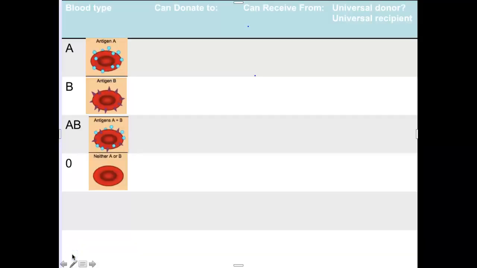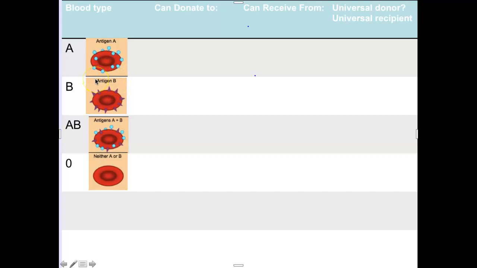All right, so this is going to be our table that we would fill in class together, but let's do it with this program. So we have our 4 different blood types here. We have type A blood. A blood means that you only show the A antigen on the surface of your red blood cell, represented by these blue dots.